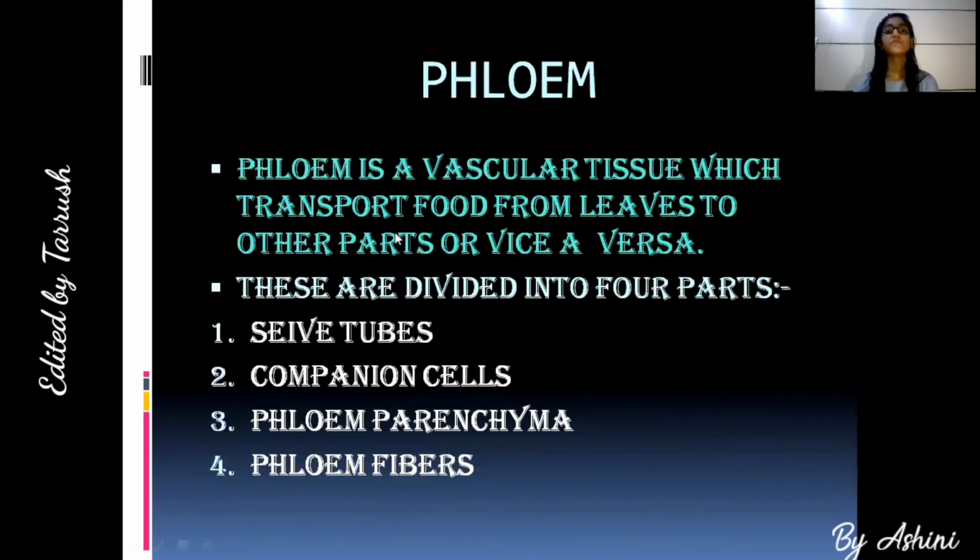Phloem. Phloem is also a vascular tissue which transports food from leaves to other parts of the plant or vice versa. Xylem provides water and minerals from the roots to the other parts of the plant, but phloem provides food from leaves to the other parts of the plant, or from other parts of the plant to the leaves as well. These are also divided into four parts: sieve tubes, companion cells, phloem parenchyma, and phloem fibers.